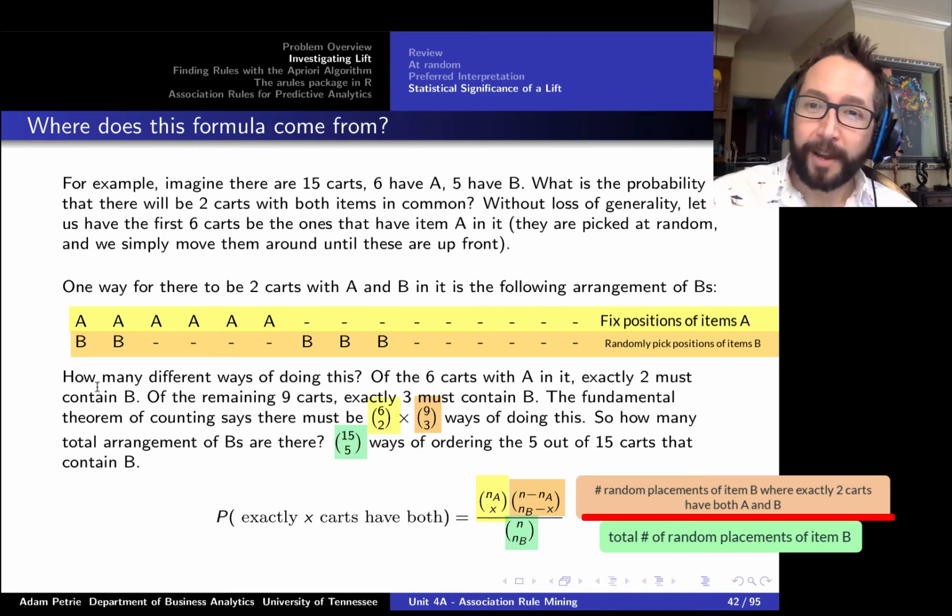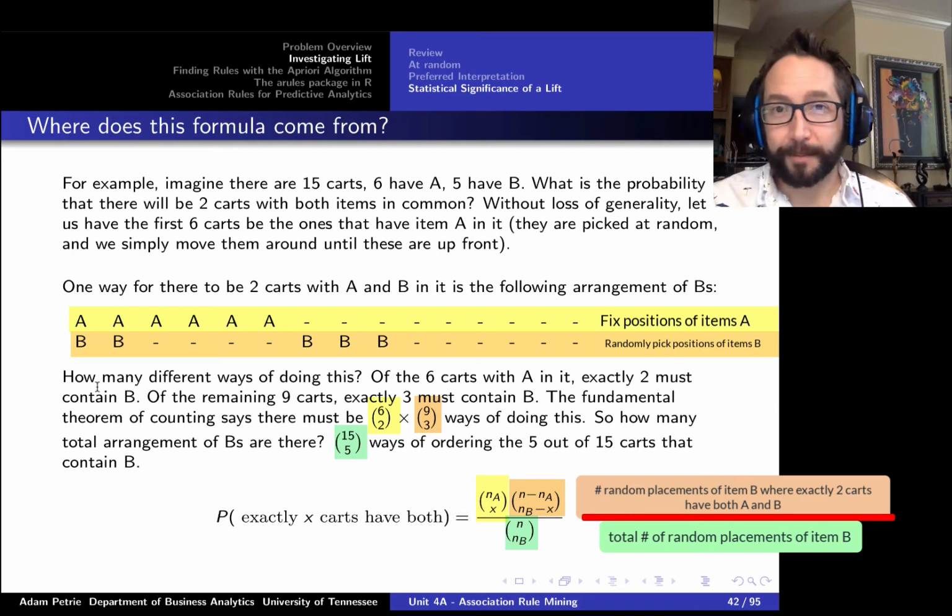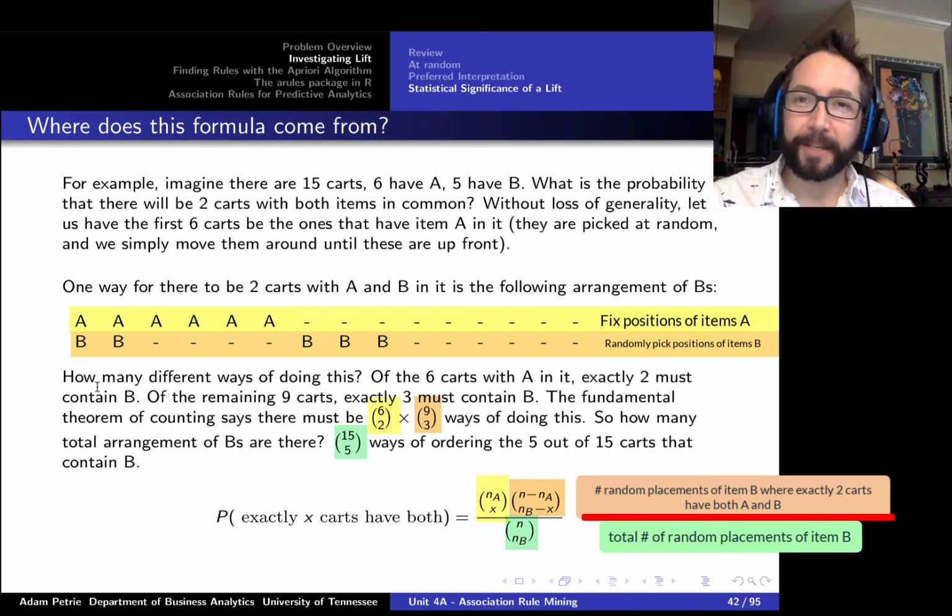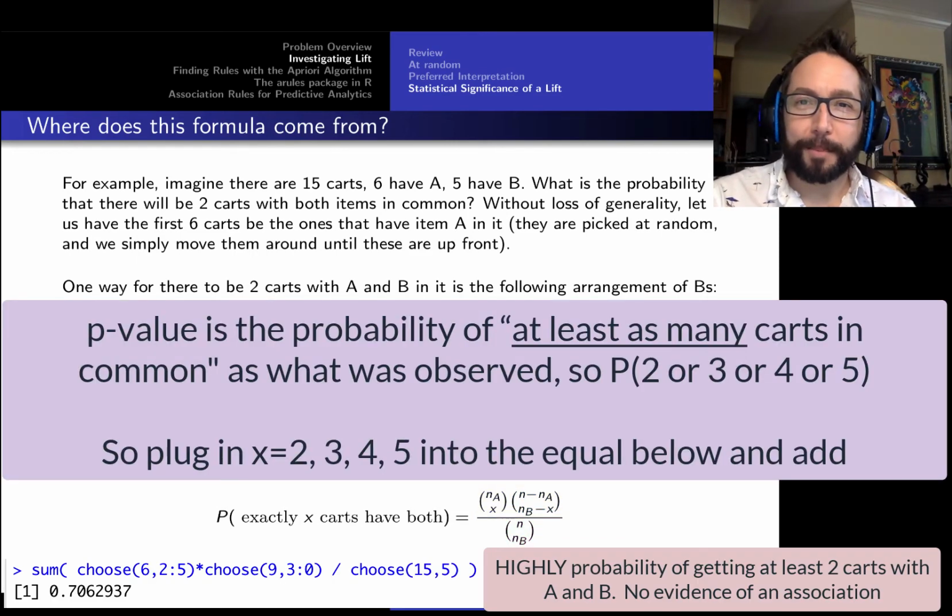So the p-value in this case, if we wanted to know, okay, is this noteworthy, having 2 carts with both items A and B in it? The p-value is the probability of getting at least 2 carts with both those items in it. The probability of getting a lift at least as big as what was observed. We'd have to take the probability of finding exactly 2 plus the probability of exactly 3, exactly 4, etc. So there'd be a lot of addition, a lot of choose.